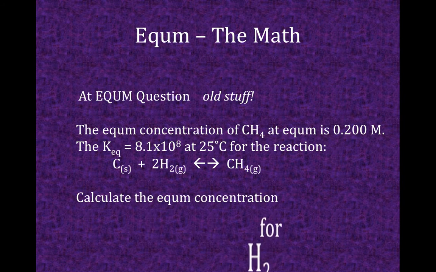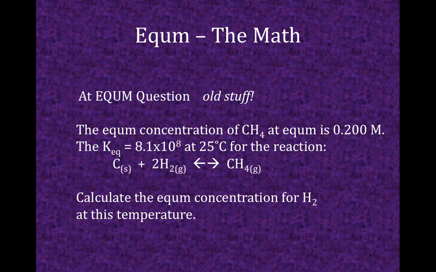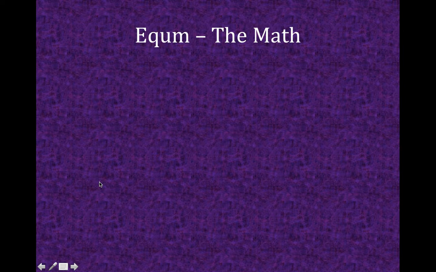So here we're told we have this equation. So solid carbon gets together with hydrogen to make methane. And we're given a KQ value. We're given the concentration of CH4 at equilibrium. And we're asked to find the hydrogen concentration. We can ignore the carbon because it's a solid. It won't be part of the KQ expression.